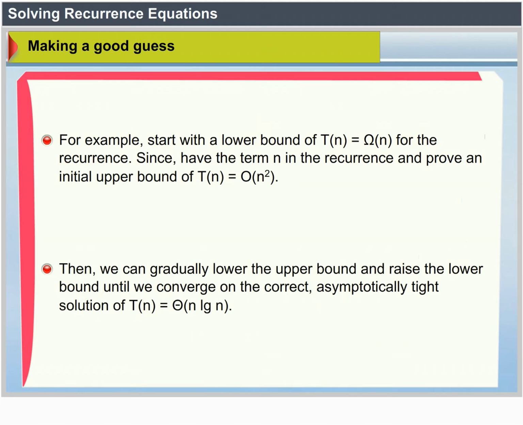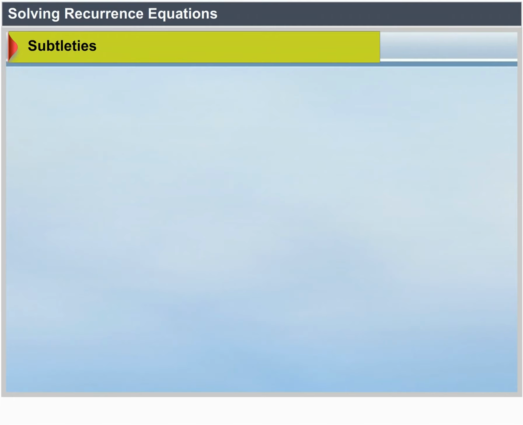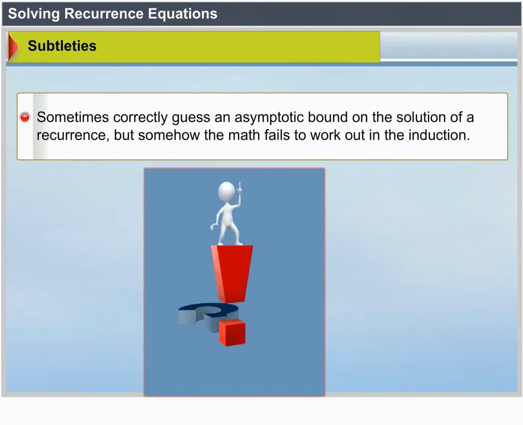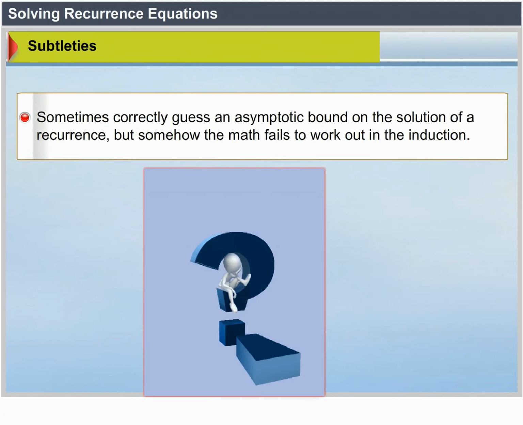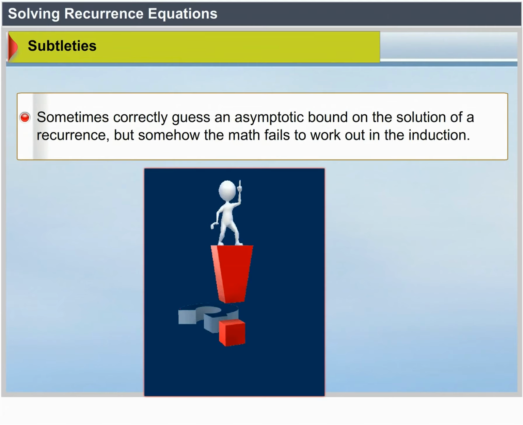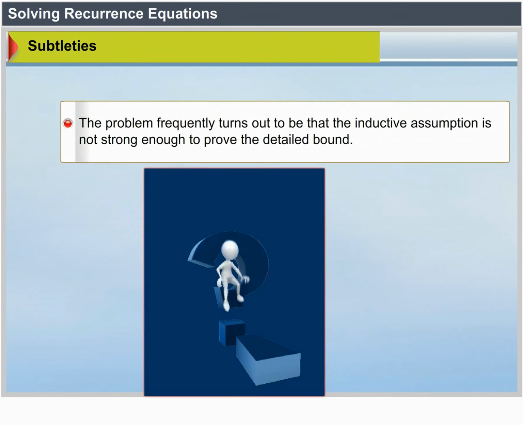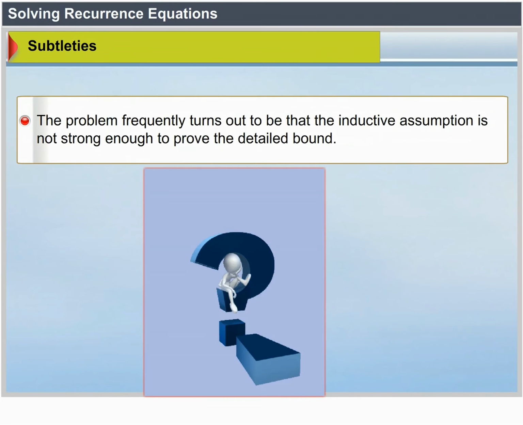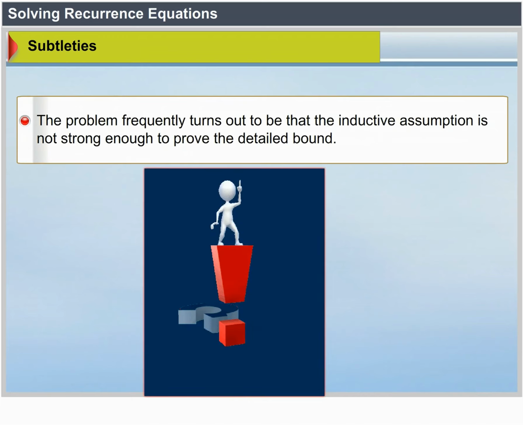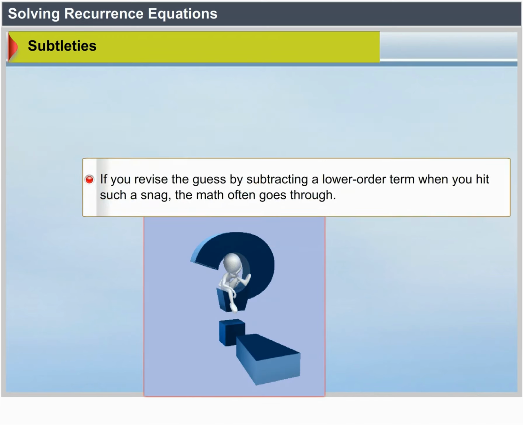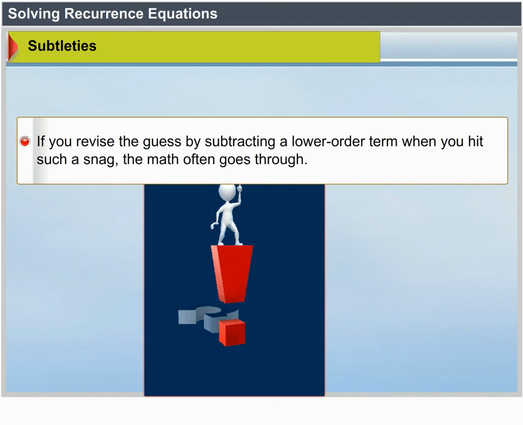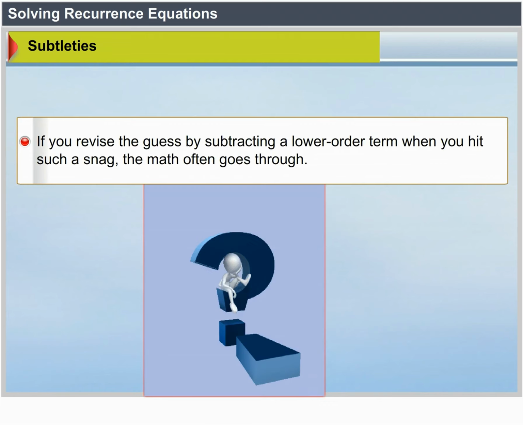Subtleties. Sometimes you correctly guess an asymptotic bound on the solution of a recurrence, but somehow the math fails to work out in the induction. The problem frequently turns out to be that the inductive assumption is not strong enough to prove the detailed bound. If you revise the guess by subtracting a lower order term when you hit such a snag, the math often goes through.